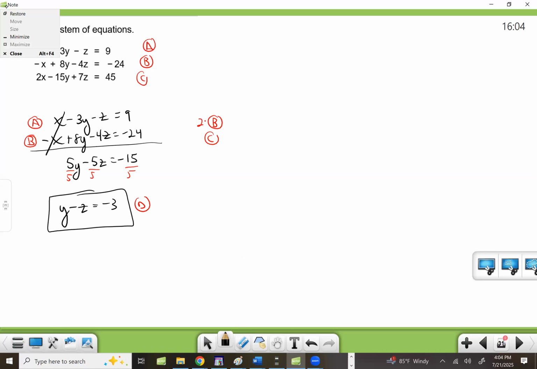If we multiply by a positive 2, we're going to get negative 2x. If we multiply the 8y by a positive 2, we're going to get 16y. The positive 2 times negative 4 will make a negative 8z. And then a positive 2 times negative 24 will make negative 48. Let me just stare at that really quickly and see if I doubled them all. Looks good. We're going to bring down equation C completely unchanged.